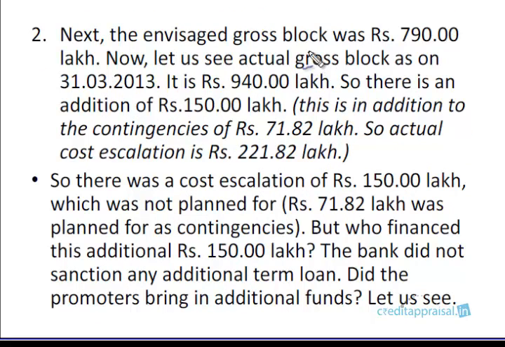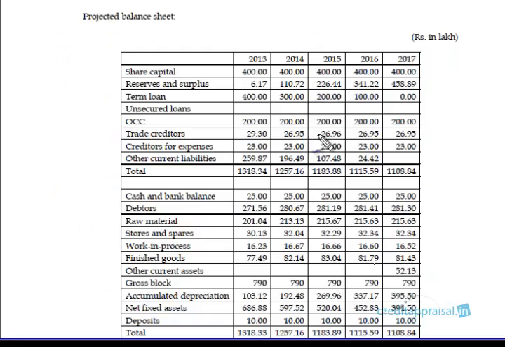Next, let us look at the gross block. Originally the gross block was estimated at 790 lakhs. If you go back, this is the projected balance sheet submitted in the project report at the time of sanction. This is not the actual. This 13 is not actual.